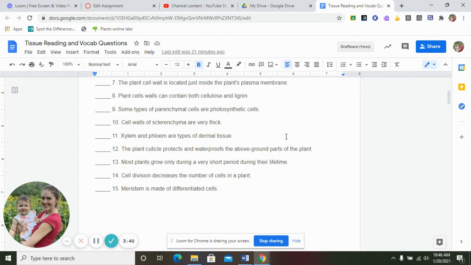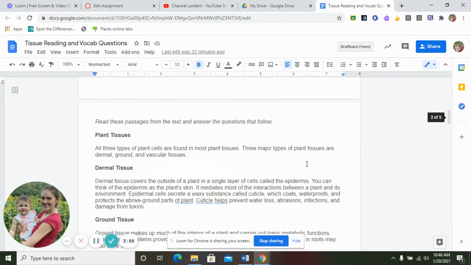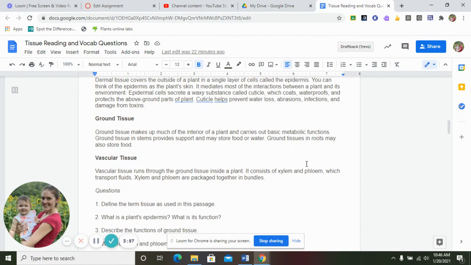Number 14, cell division decreases the number of cells in a plant. That is false. It increases them. And 15, meristem is made of differentiated cells. That one is also false. It's undifferentiated.